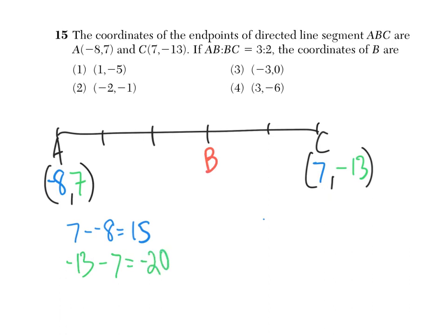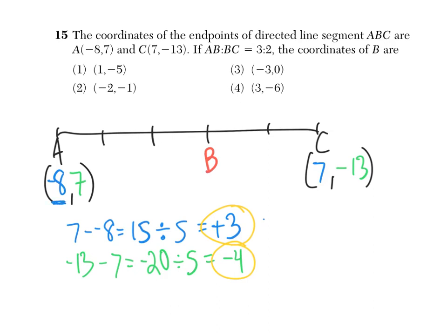But the question is, how much is it increasing or decreasing by each unit? Well, we've got 5 parts. So what we're going to do is divide the x values by 5. And so I notice that it's increasing by 3 each time. And I know that when we divide negative 20 by 5, it's going to give us negative 4. So the y values are decreasing by 4 each time. All right, amazing. So now we're going to get the coordinates for each unit until we get to B.